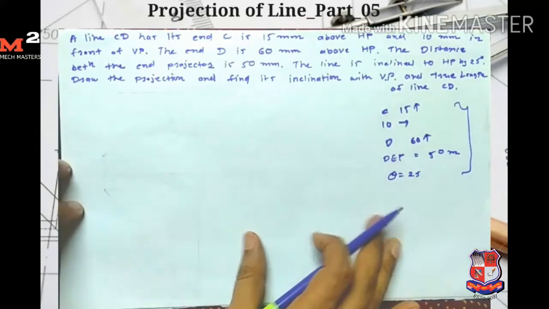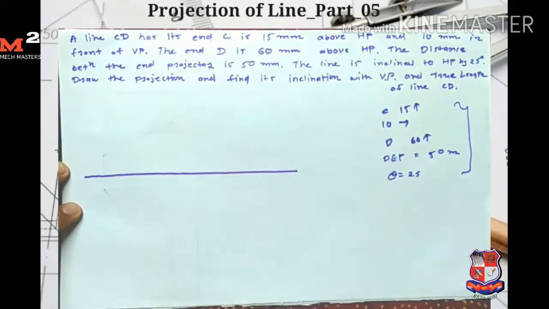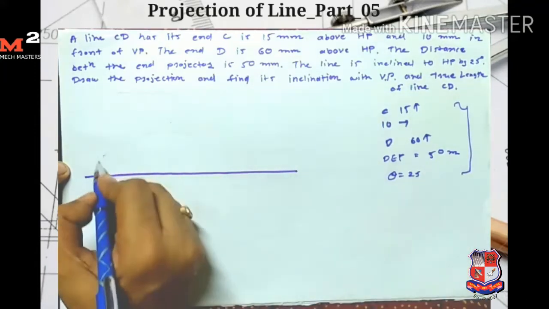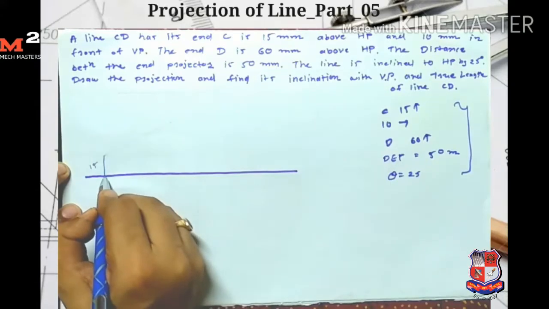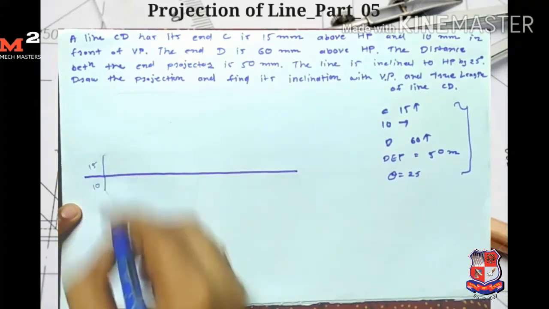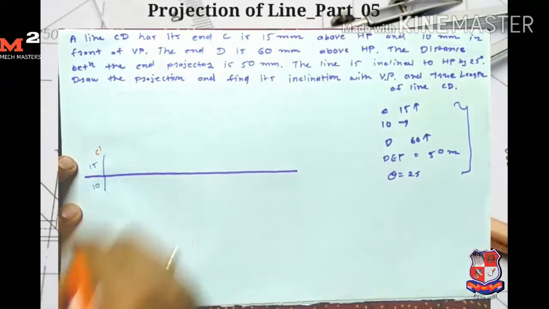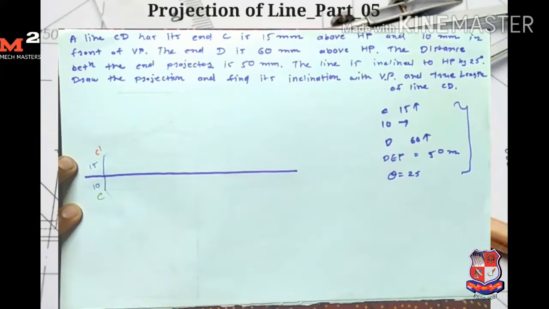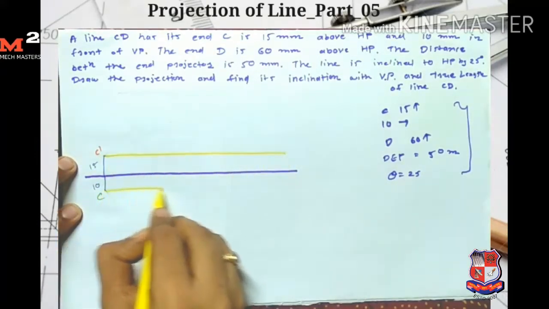First I draw the reference line here. Now I mark the point C. C is 15 mm above, so I measure the distance 15 mm, and 10 mm in front of, so 10 mm here. So I get the points C dash and C here. Okay, so I first draw the locus for C dash and C here.